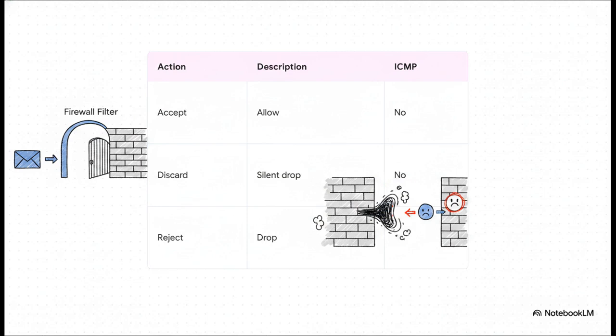Discard means the packet is dropped silently. The sender has absolutely no idea what happened. The packet just vanished into a black hole. Reject, on the other hand, drops the packet but politely sends an ICMP destination unreachable message back to the sender. From a security standpoint, discard is usually your preferred option, simply so you don't give potential attackers any clues about what your firewall rules look like.